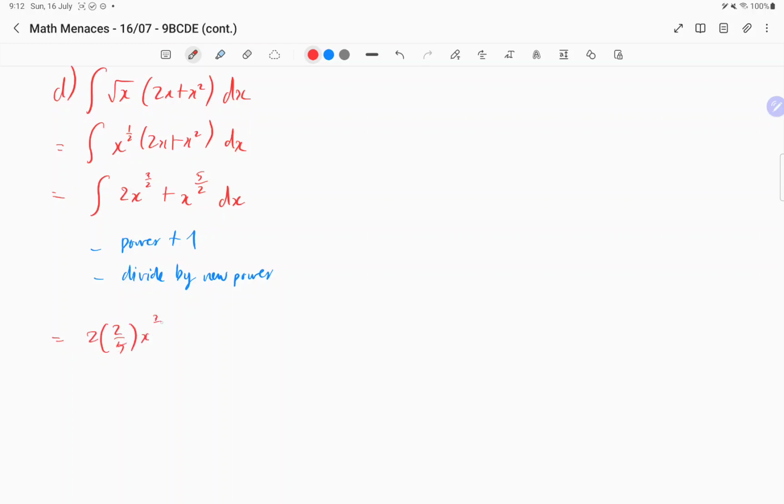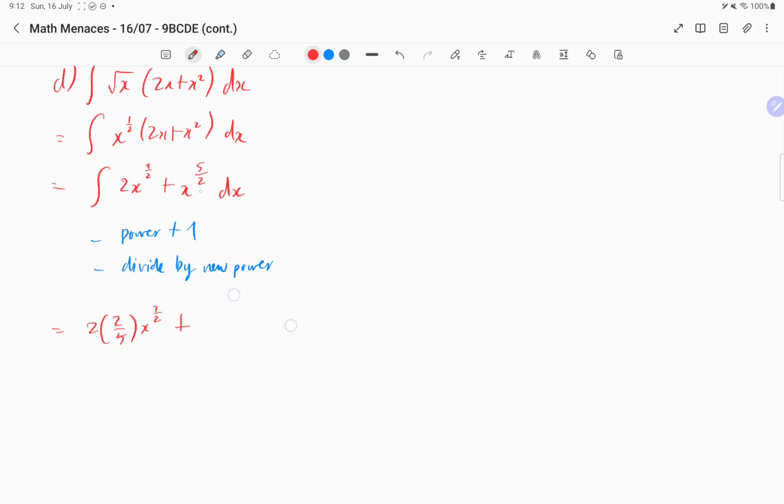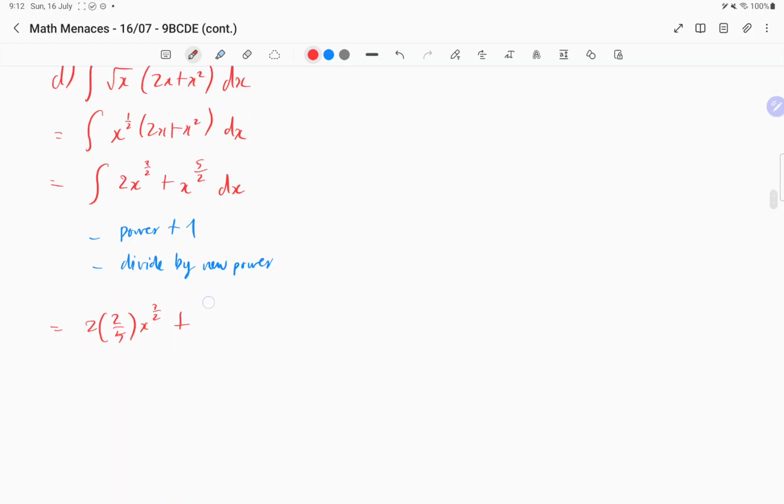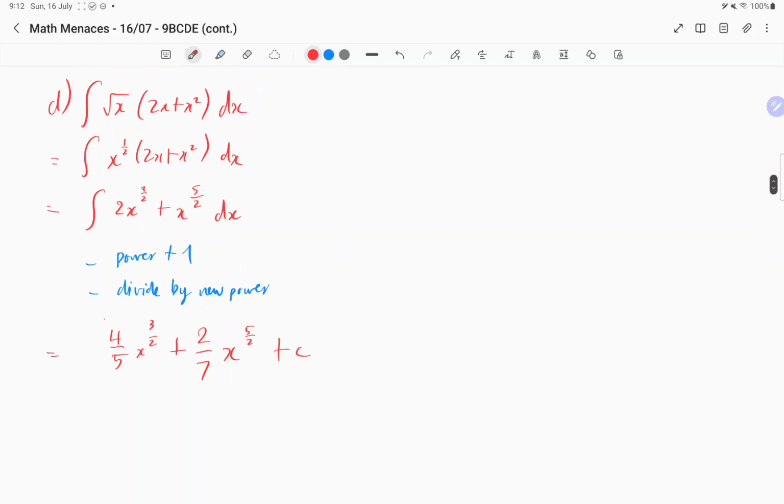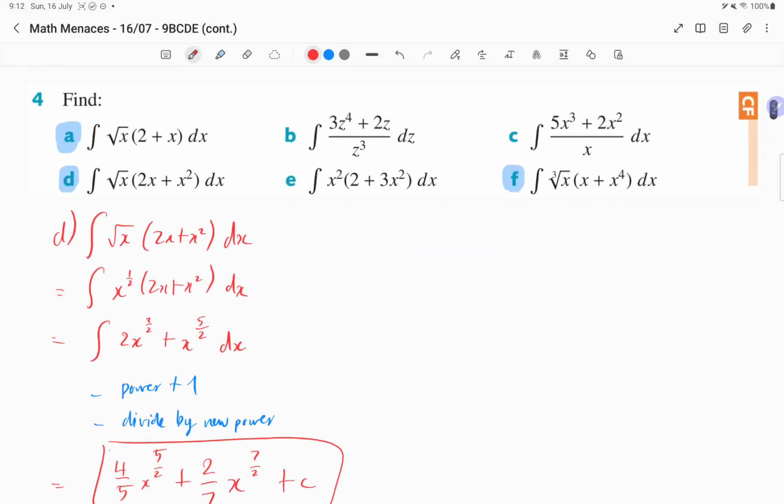I'm not going to write the intermediate steps just to make things a little bit faster. Does it make sense? Divide by a fraction is times by the reciprocal. And then this one, add 1 to it, would be 7/2. So that will be divide by that. So that's 2/7 times x to the power 7/2 plus c. Then just simplify. The first one, to save a bit of time, would just be 4/5 x to the power 5/2, and the other one would be 7/2. Yeah, easy. So this one is straightforward.